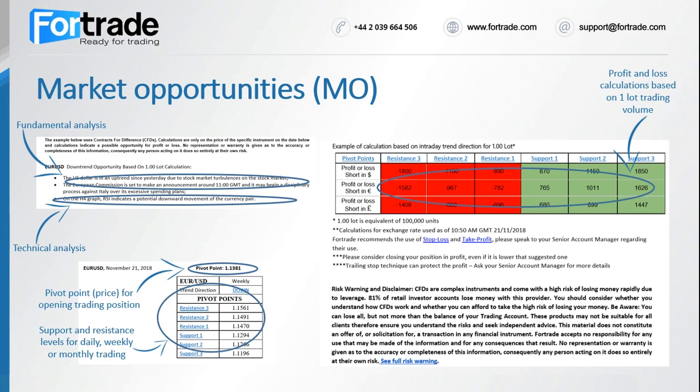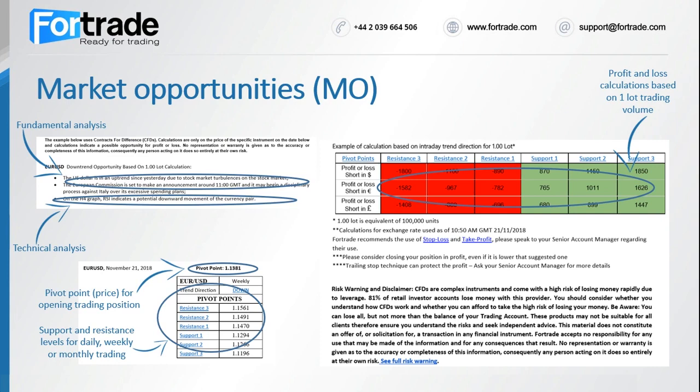pressure on the euro. When using a market opportunity, it's vital to look at the pivot point on which the calculations are based. In this instance, if the price reaches 1.1381, that you can see on the left-hand side of the screen here, this shows the right moment in our estimation for opening a trading position, had you decided to trade on this market opportunity when it was active.